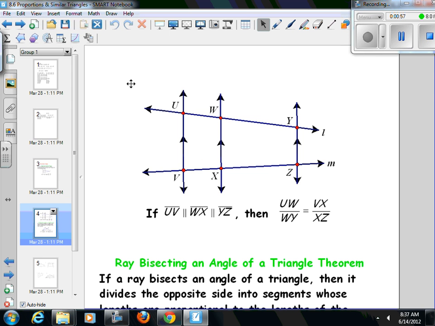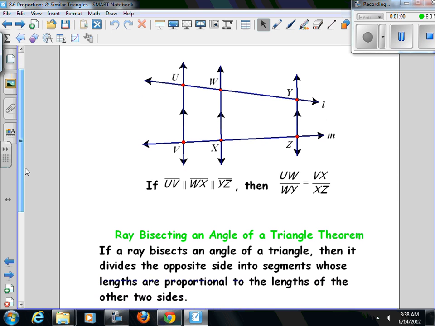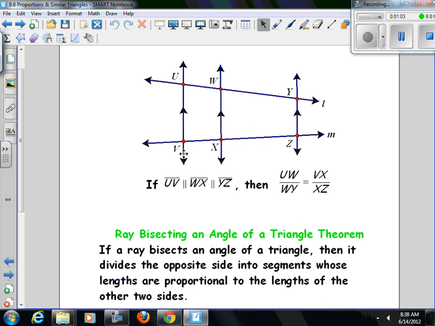Now, moving on. Here's another statement of proportionality. Let's say that we had three parallel lines here. So we've got UV, WX, and YZ that are all parallel to each other. And notice that they're cut by the transversals L and M. What this means is the ratio of UW to WY is equal to the ratio of VX to XZ. Really similar to the triangle proportionality theorem we saw on the last page.